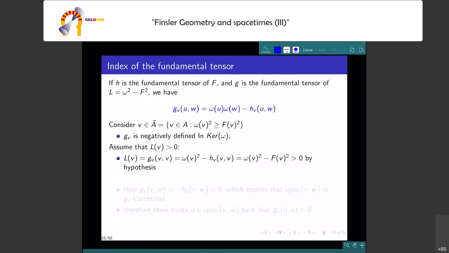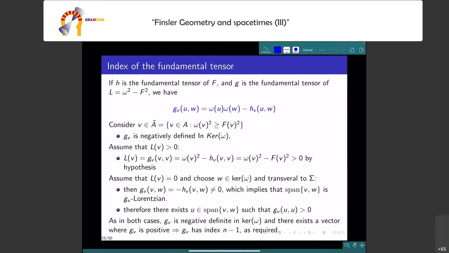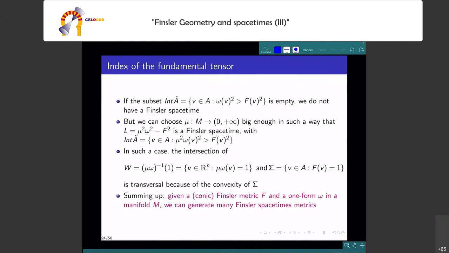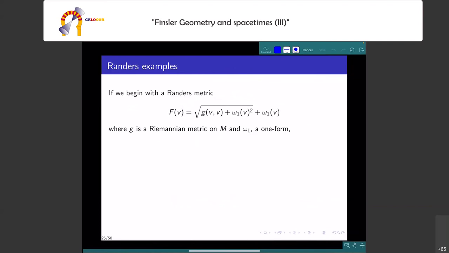Okay, so we have a large class of examples of Lorentz Finsler metrics, and they can be expressed in a very easy way. This region could be empty. This is the case when the level one doesn't touch the indicatrix. But in such a case, you can multiply by a function, and then at some point the level one will intersect the indicatrix, and then you have a Finsler spacetime. So there are many Finsler spacetimes in this way. You can consider many different examples.